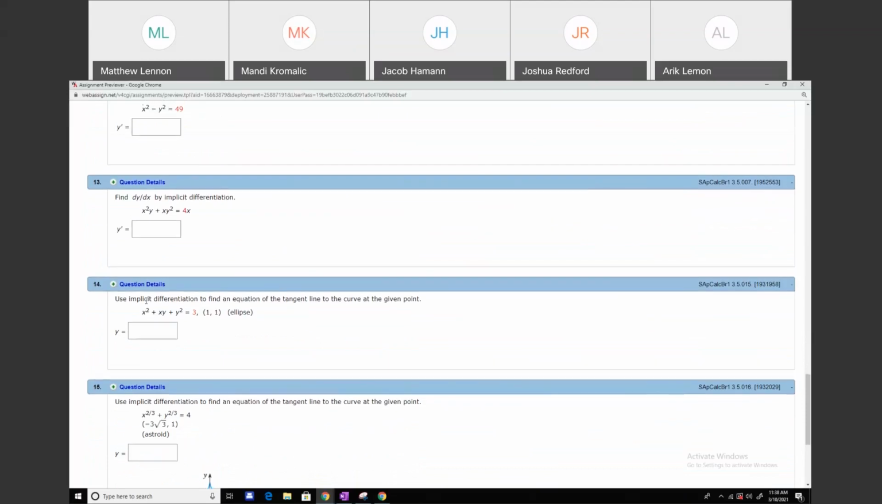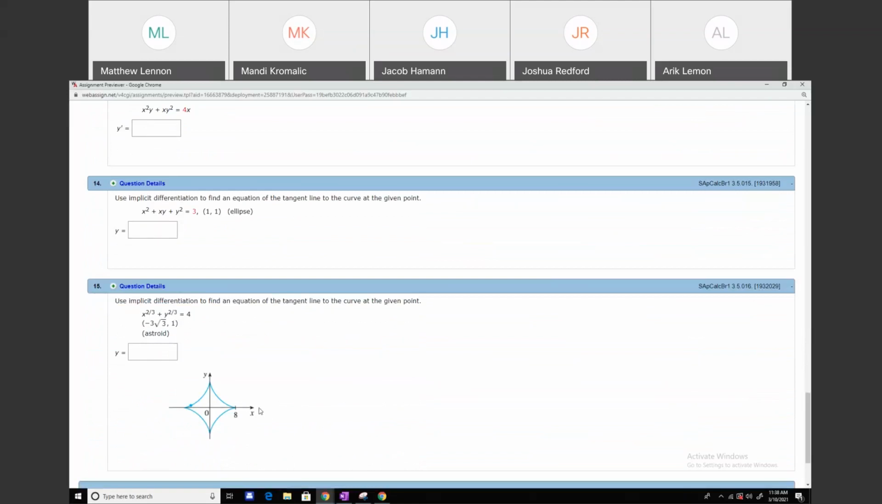And you'll notice number 14 and 15 both are finding a tangent line, and you've got some nice curves as well. Notice again that these things are typically not functions. They don't pass the vertical line test, but we can still talk about tangent lines at certain points. We just need 2 coordinates because the derivatives are involving x and y.